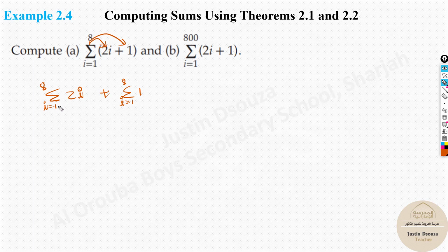Now apply the formulas. Don't write it all out, 2 times 1, 2 times 2. No, just apply the formula. It is a very simple formula. If it is i equals 1 to n, and it's only i, the formula is n into n plus 1 by 2. If it is a constant c, it's c into n.